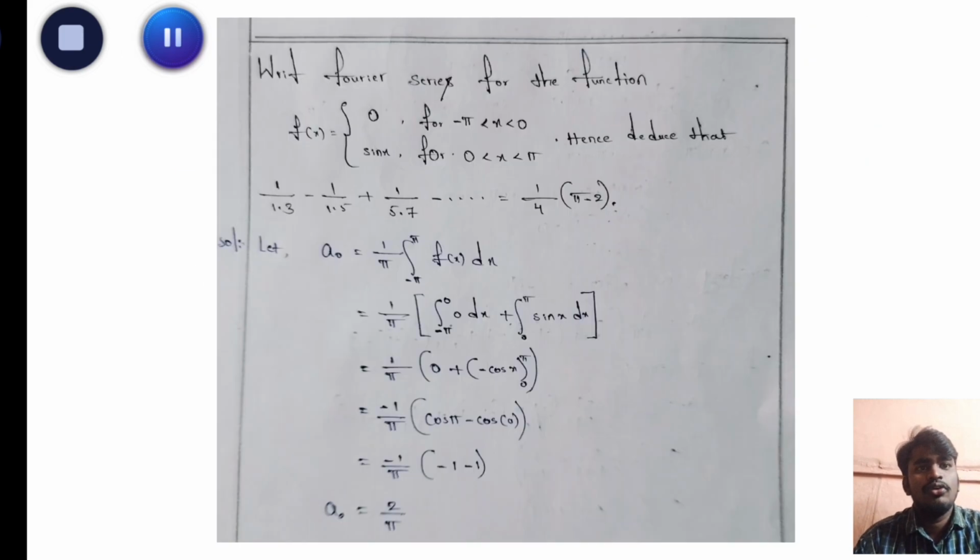This is the problem: write the Fourier series for the function f(x) = 0 and sin x. Hence reduce that into 1/(1·3) − 1/(3·5) + 1/(5·7) and so on, equals (π − 2)/(4).